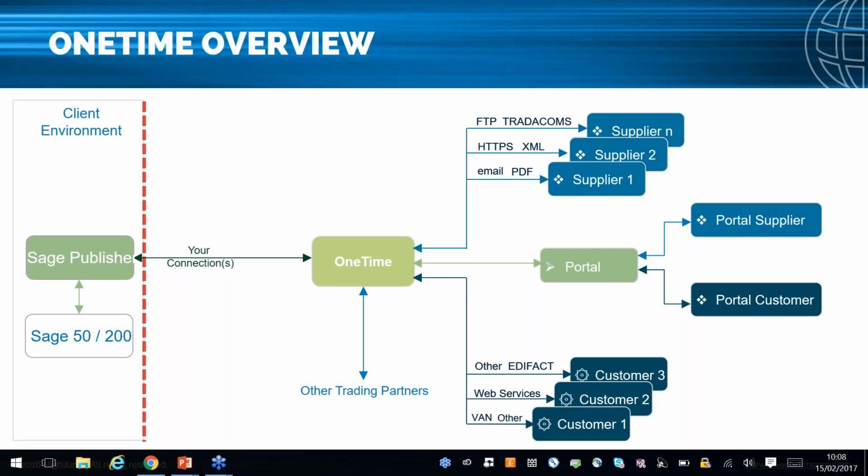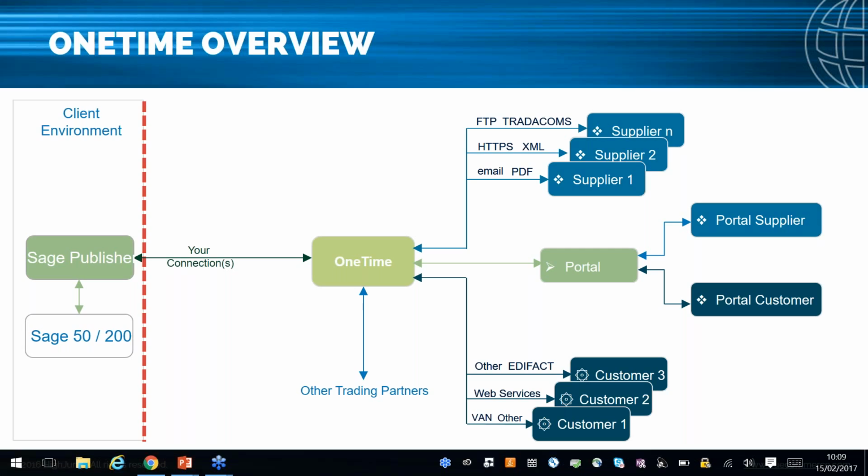Invoices take the opposite route, exported from Sage into the Sage publisher, which passes them to OneTime. And OneTime then knows what format the invoice needs to be in to go to your customer and how to get it there. And it will convert it into that format, send it to the customer, and ensure that it is delivered correctly and on time.